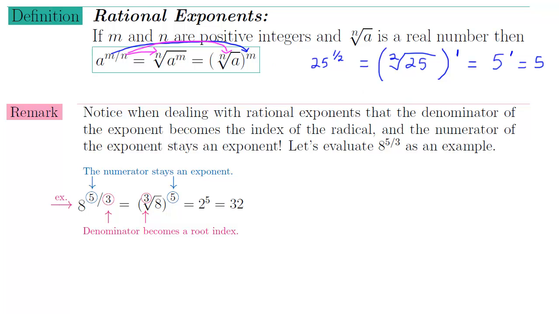So for example, if we look at 8 to the 5/3, the 5 portion of the fraction exponent is going to stay an exponent, and the 3 portion, which is the denominator, is going to become a root. Okay? So the 8 to the 5/3 is equal to the 3rd root of 8, all raised to the 5th power.